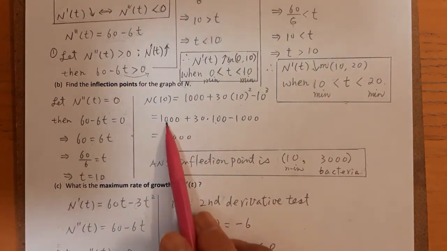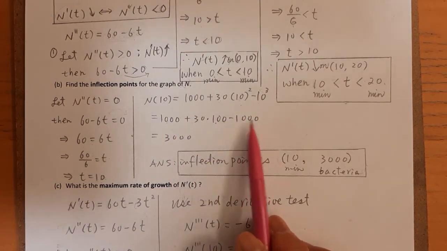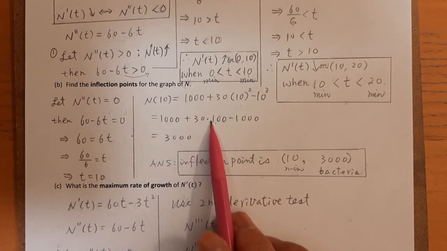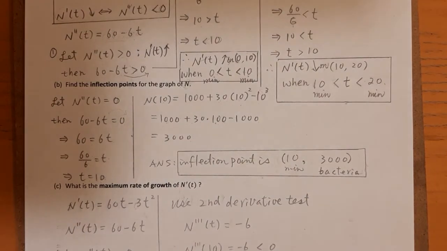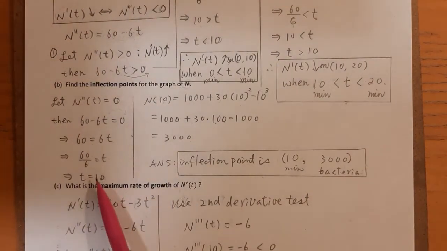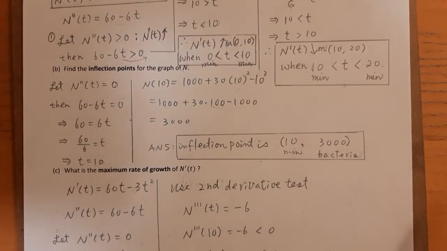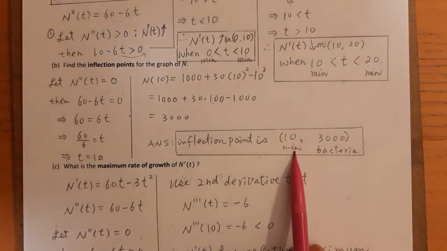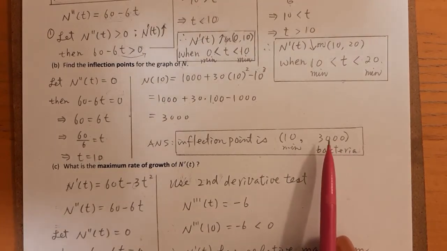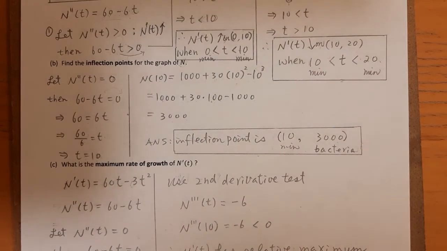And you get 1,000 plus 3,000 minus 1,000, which gets 3,000. So at this point when t equal 10, N of 10 is 3,000. And that is the inflection point: when time is 10 minutes, the bacteria has 3,000 bacteria. And that's the inflection point.